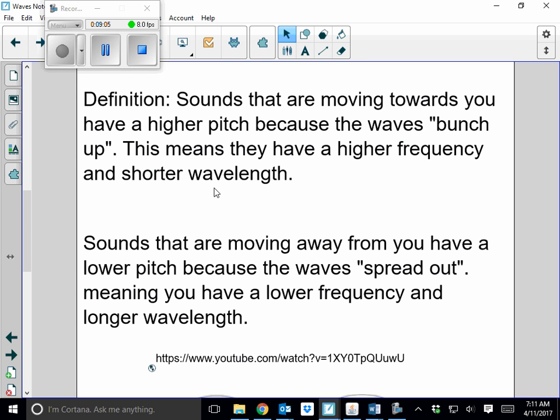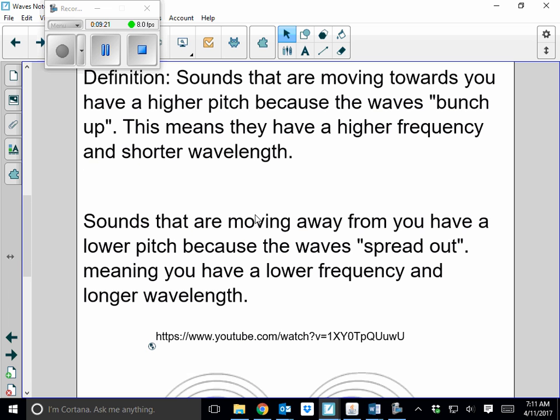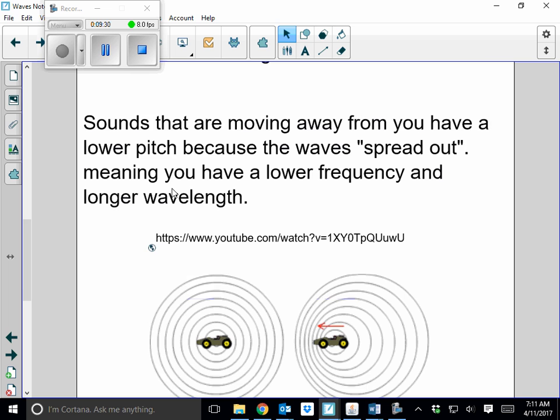Since the speed of that sound wave stays the same, and it's moving towards you, the sound waves are bunching up, which gives a shorter wavelength and a higher frequency. I'll show you a picture of that in a second. And as that ambulance passes by you, the sounds that are moving away from you have a lower pitch, because the waves spread out, giving a lower frequency and longer wavelength.